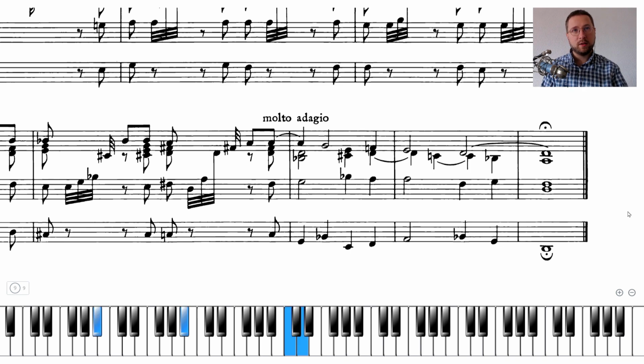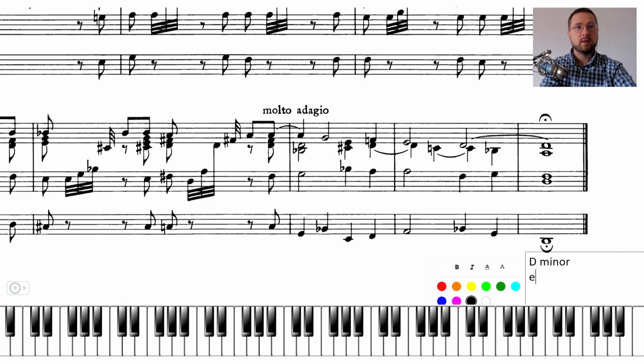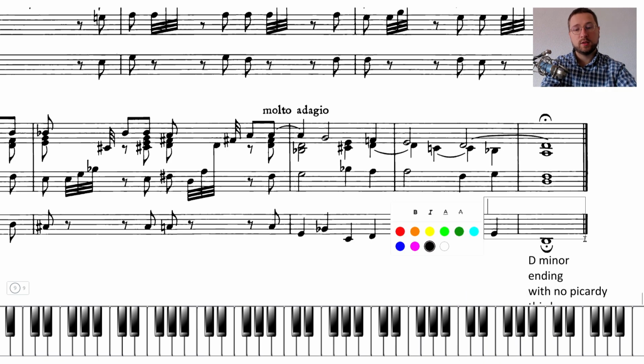So we have a clear D minor ending, right? And this is quite uncommon and very strong for the time. So the D minor ending with no Picardy third. And the other striking thing is that it's not a perfect cadence, it's a 4-1, which is a plagal cadence, right?